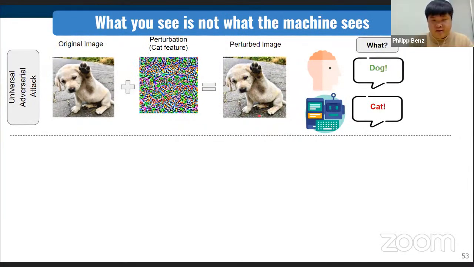As my colleague Philipp has introduced, for example, if you have an original image which is a dog, and you add a small, human imperceptible perturbation, then you will get the perturbed image. But if we ask a human what this image looks like, the human will say it's a dog, right? While the machine will say it's a cat.